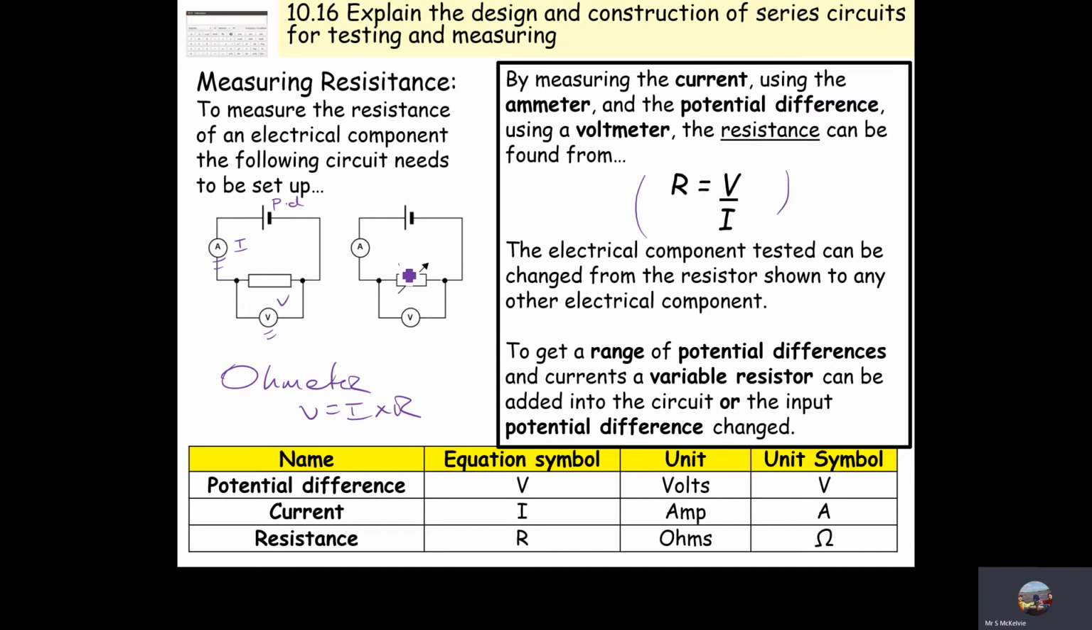And the component that we use can be any component that you like. So here we've got a resistor, here's a variable resistor. You could put in a filament lamp, or you could put in a diode or any other component that you can think of.